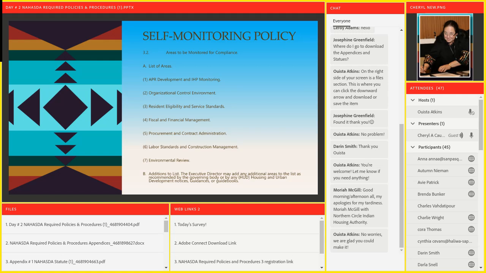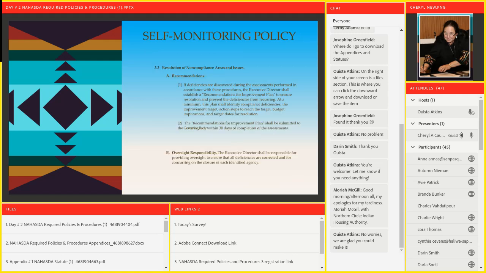The different areas, and you would list your areas: APR development, IHP monitoring, organization and control environments, resident eligibility and service standards, fiscal and financial management, procurement and contract administration, labor standards and construction management, your environmental reviews. Additions to the list: the executive director may add any additional areas to the list as recommended by your governing body or by any HUD development notices, guidances, and guidebooks.